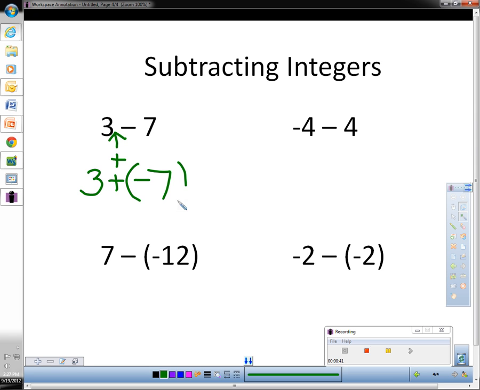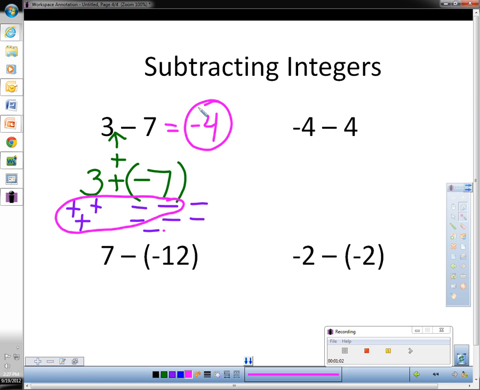Now, it sounds kind of weird to say it that way, so I would read this as 3 plus a negative 7. We can use what we learned in adding integers with our integer tiles to show positive 3 plus negative 7 and cancel out our 0 pairs. We've got 3 0 pairs, and what we're left with are 4 negatives, so our answer to the problem is negative 4.